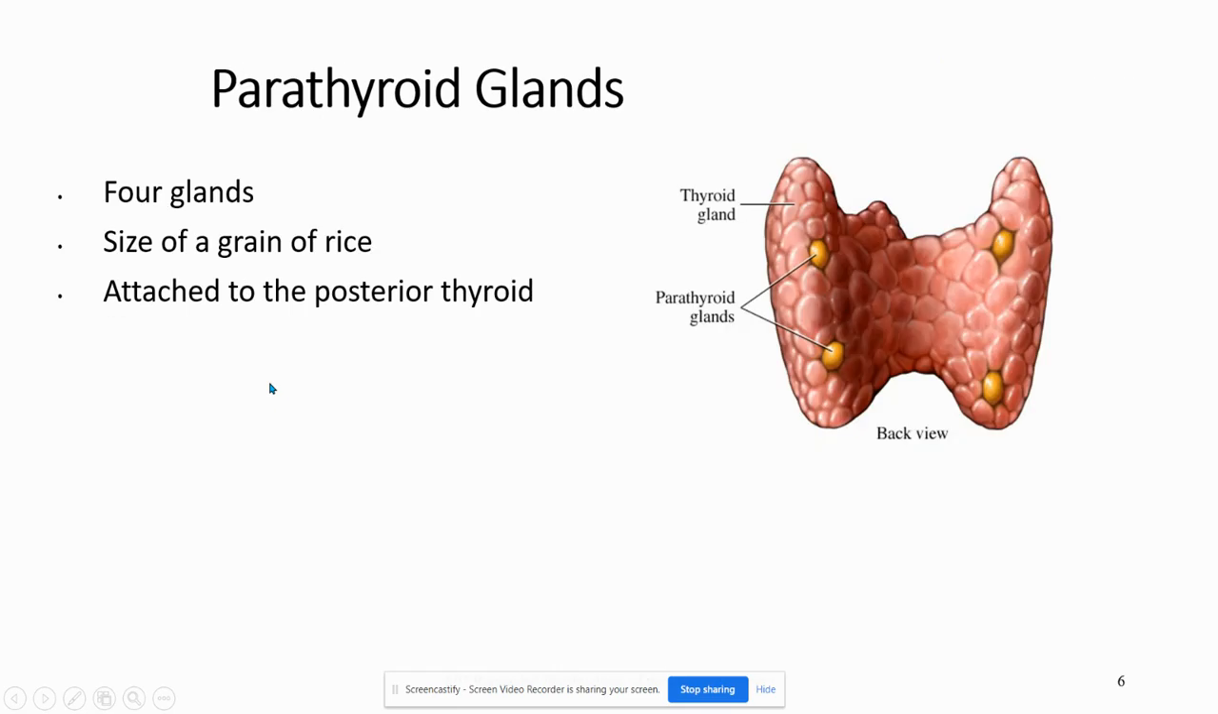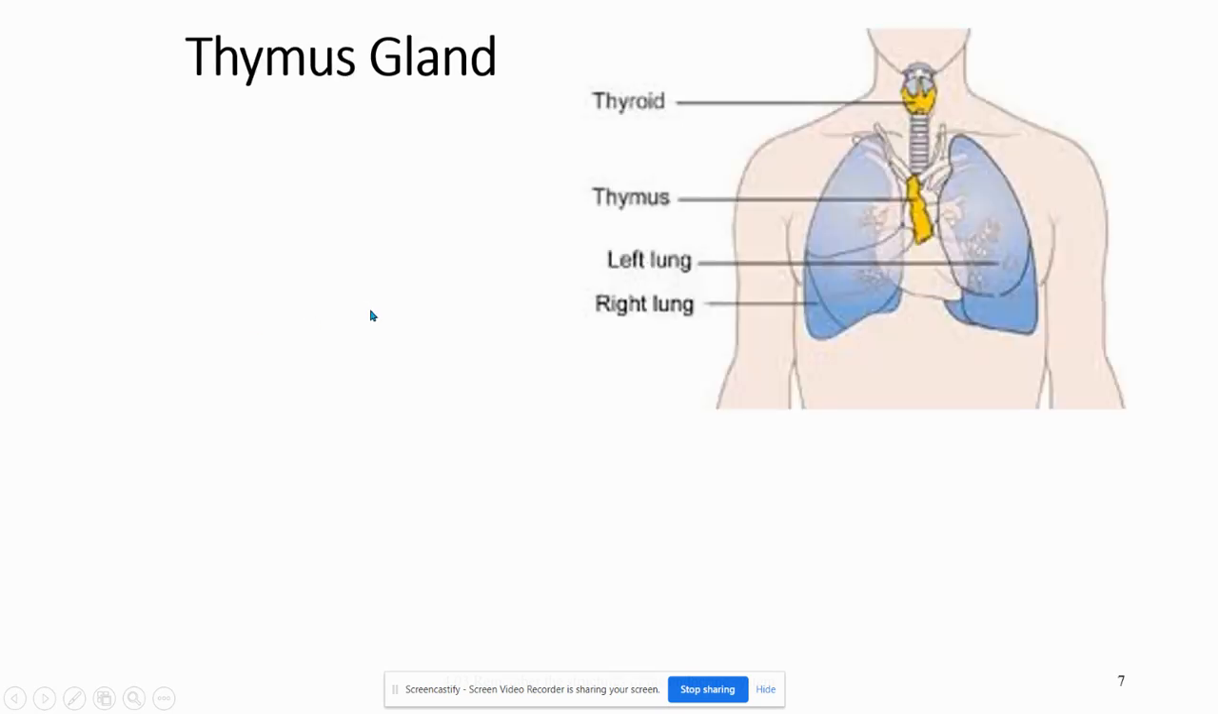Now on the back of the thyroid, you can see this is still a butterfly shape, but you can tell it's kind of scooping this way because we're looking at the back of it now. There are these 4 little dots, and those 4 little dots are your parathyroid glands. They're about the size of a grain of rice each, and they're attached to the back of the thyroid.